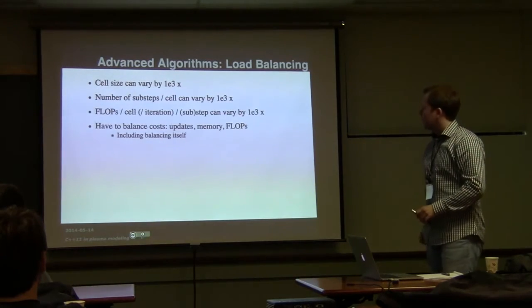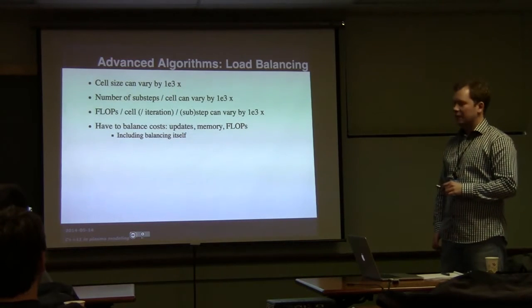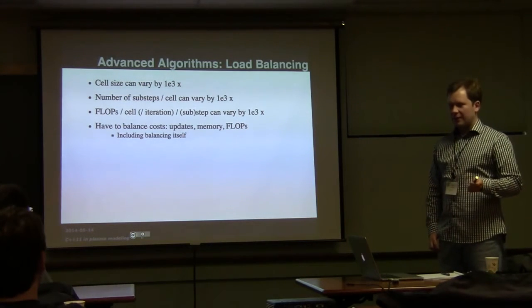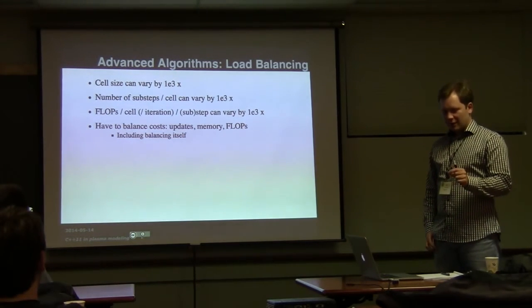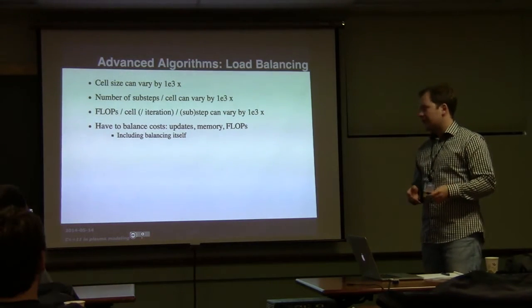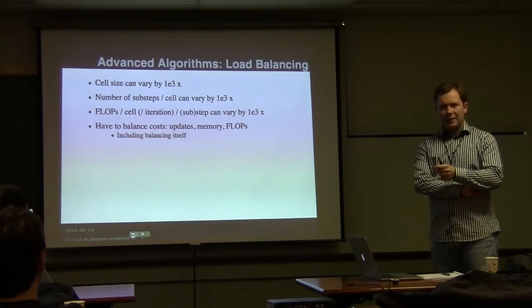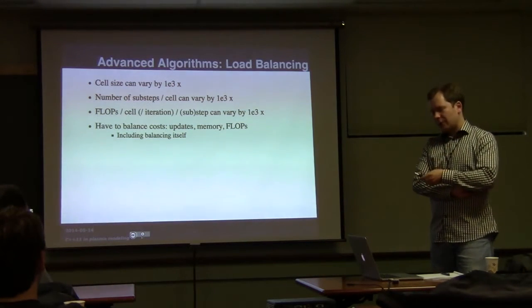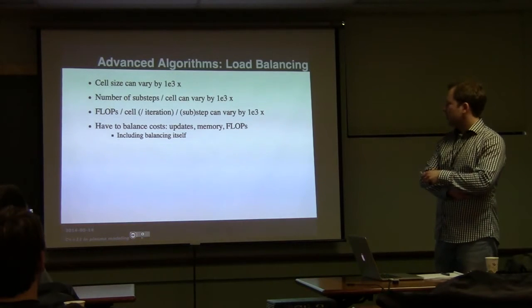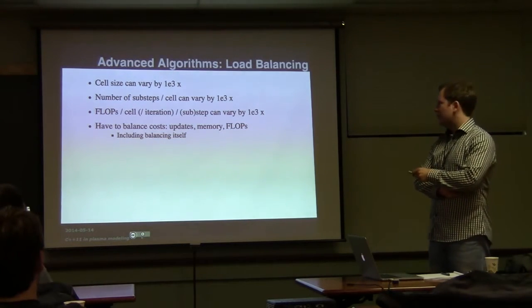So what can make this difficult is that, first of all, the size of the cells can vary by a factor of 1000. So in some parts of the volume you will have a lot of cells, and in others you will have very few. And also the number of sub-steps in each cell that you have to take to solve the next big step can also vary by a factor of 1000.